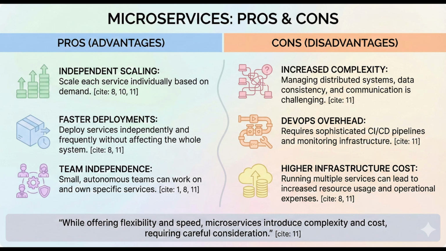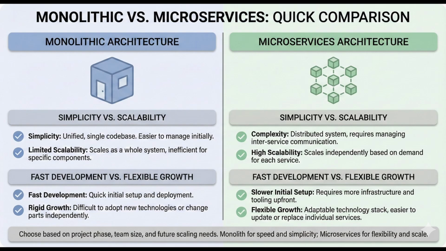So, here's a quick recap to wrap this up. Choose a monolithic architecture when you want something simple, fast to develop, and suitable for small to medium-sized applications. Choose microservices when your system is large, rapidly growing, or needs independent scaling and frequent deployments. Both approaches are useful. What matters most is choosing the one that fits your project right now while keeping future growth in mind.